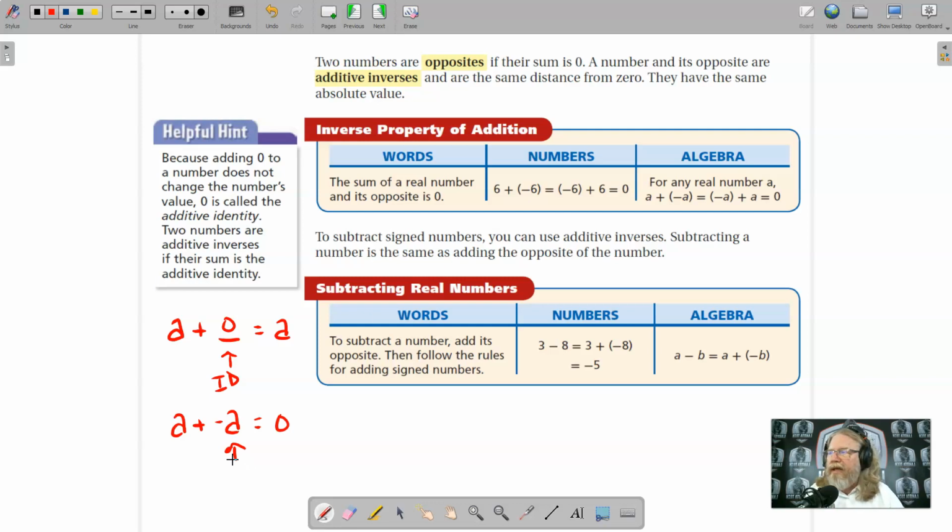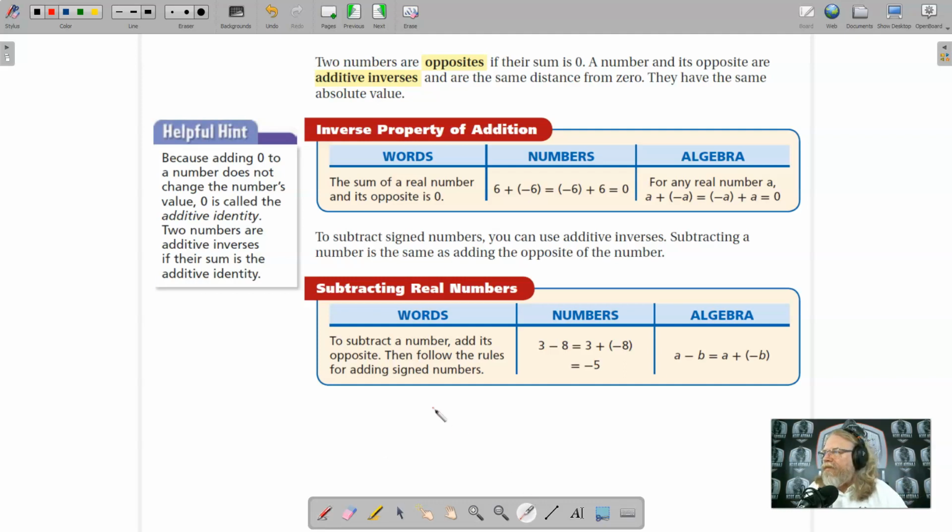And later on, we'll see that with multiplication as well. There is an identity property of multiplication, and there is also an inverse property of multiplication. But the identity property is whenever you add 0 to anything, 0 is the identity element or the element of the identity property of addition. Now it's really confusing. We'll leave it there.